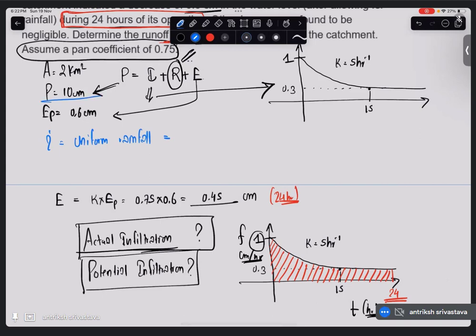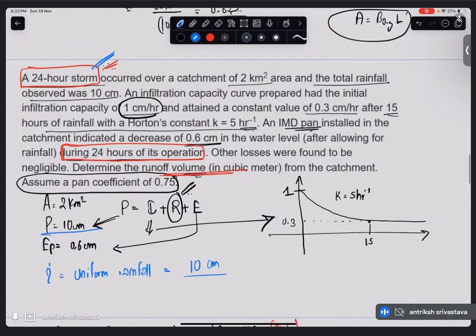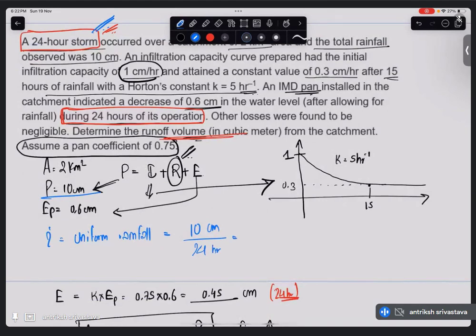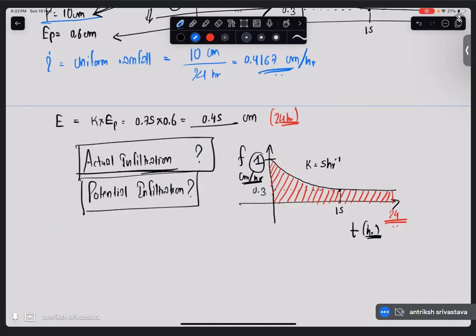The total rainfall depth was 10 centimeter and it occurred for a 24-hour storm, as given to us. So what is the intensity? 10 by 24, it is 0.4167 centimeter per hour. So if you look at this question carefully, your rainfall itself is not 1 centimeter per hour, so your infiltration cannot be that much. So if this is the intensity on the y-axis, let me plot the rainfall also here. This saturation is 0.3. Let's plot this as 0.4167.